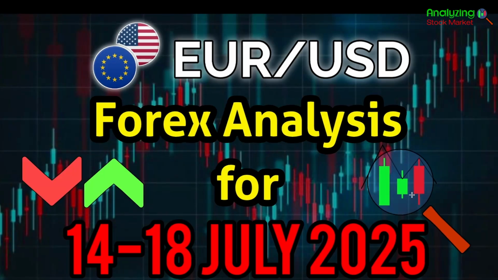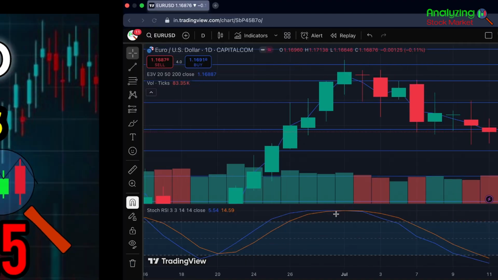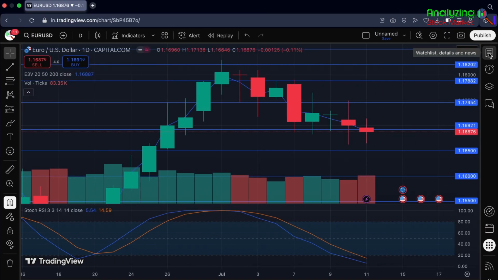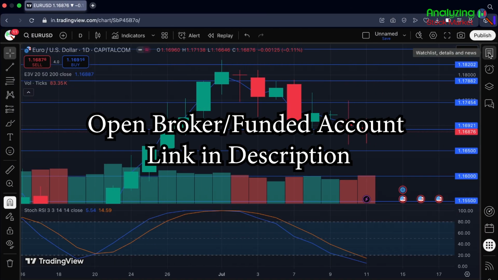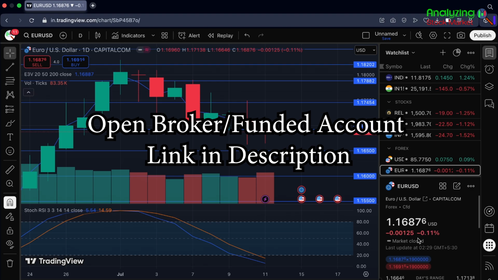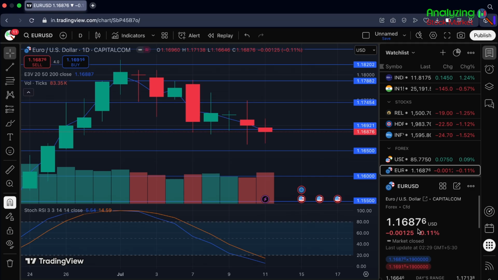So today we'll be talking about the Euro USD pair and I'll be doing the Forex analysis for 14th to 18th July 2025. So let's go straight to our chart. First, let's see what happened in the Euro USD pair on Friday. As you can see, a 0.11% negative move, and 1.16876 was the closing on Friday.